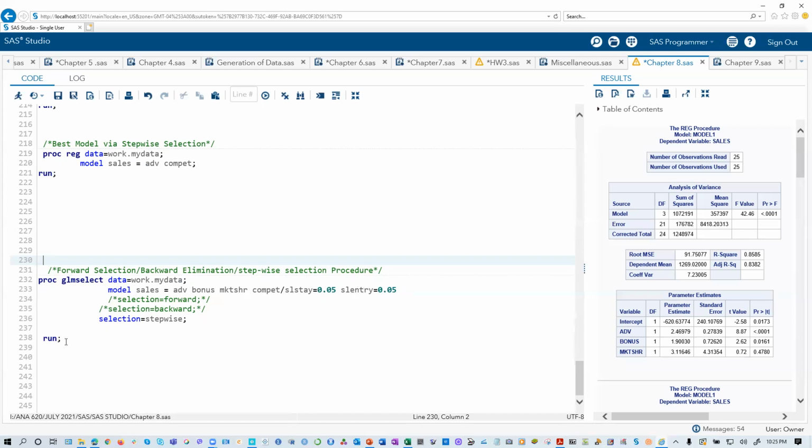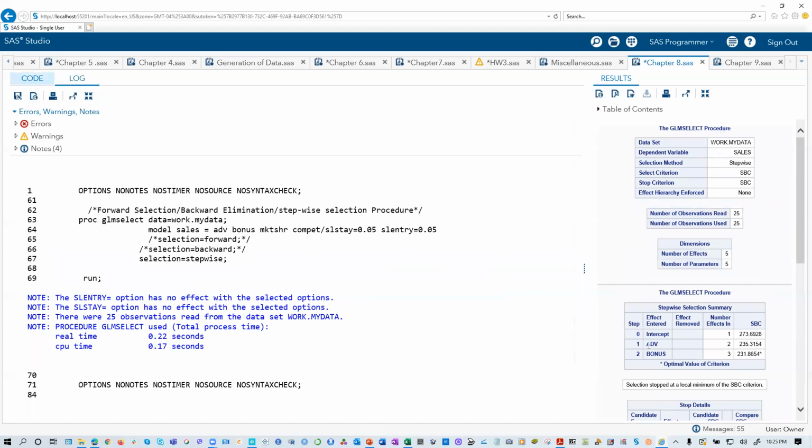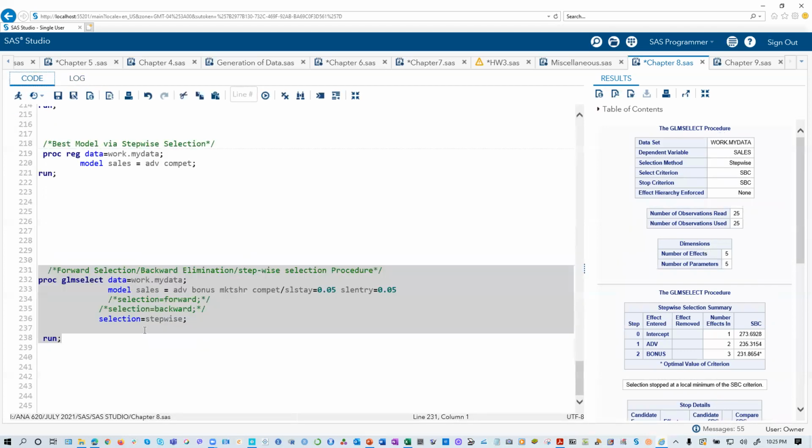You can do one at a time. Let's say I'm going to write the selection as stepwise. One shot. You don't need to go through that rigorous procedure, it's a shortcut. To get advertising and bonus, they have already done that. We don't have to worry about that one. It's already there. Let's go ahead and run.